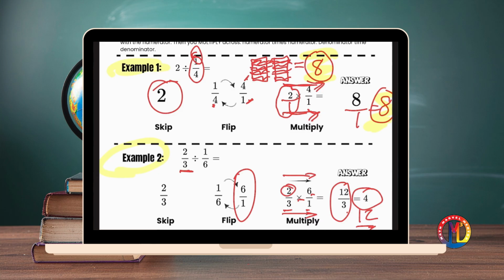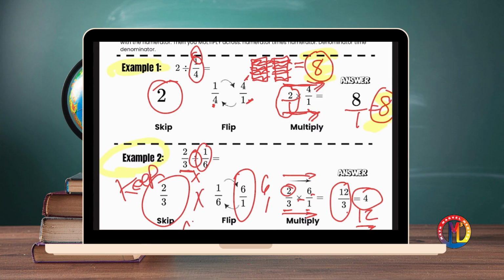Again, skip, flip, multiply is the same as keep, change, flip. It's just another trick that people use to help memorize what to do. So you keep the first term. If we're using those verbs, you change the division sign to multiplication, and then you flip the second term to 6 over 1.